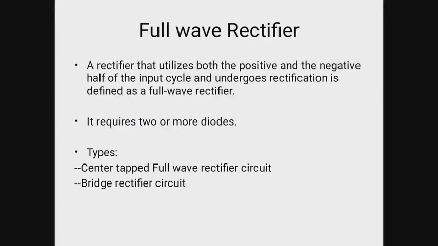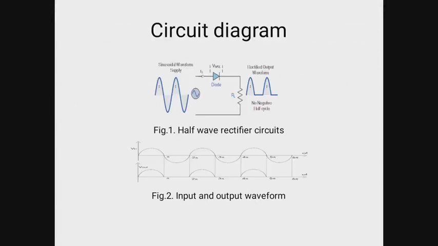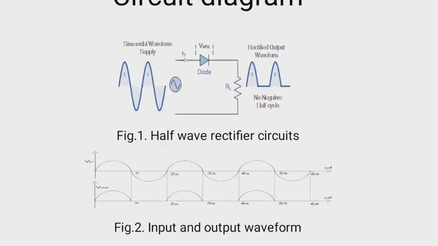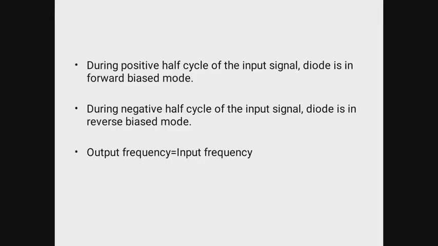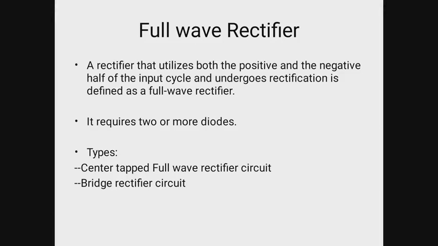Now I am going to the full wave rectifier circuit. Why? Because in the case of the half wave rectifier, we have already seen we are not using two half cycles at a time, because here we have used only one diode. So to recover this problem, we have to use full wave configurations.